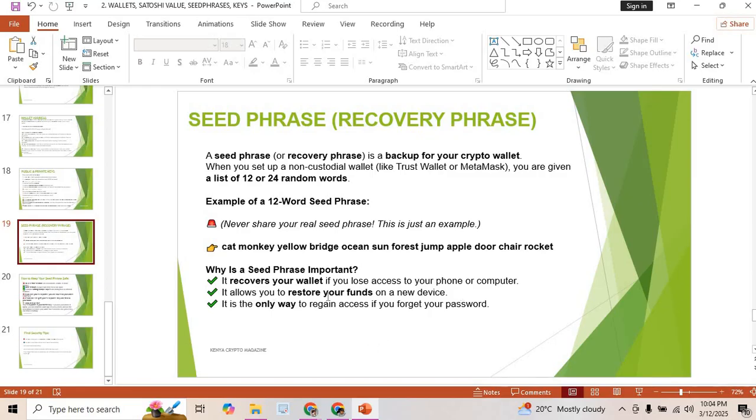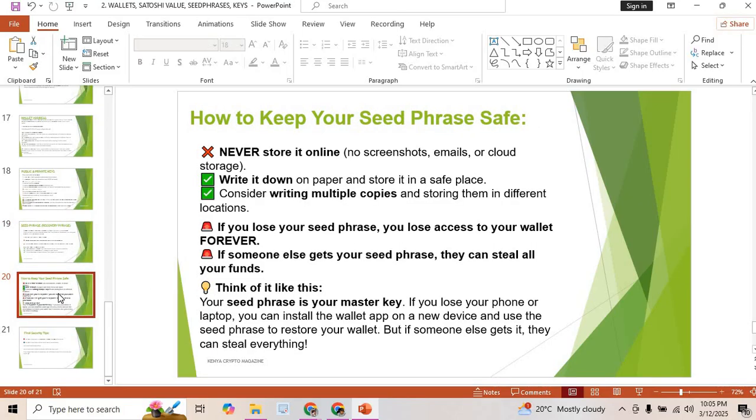Then it's the only way to regain access if you forget your password. So if you forget the password to your wallet, the only way you can access the funds in there is if you know your seed phrase. But we'll look at that tomorrow. So how do we keep our seed phrases safe?